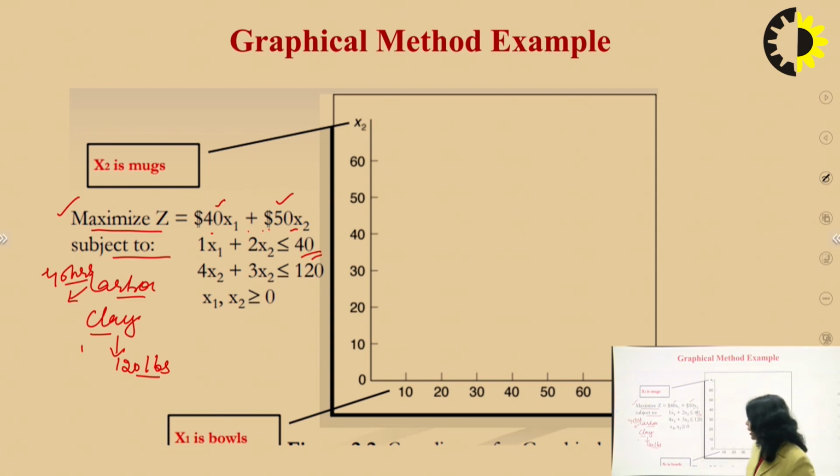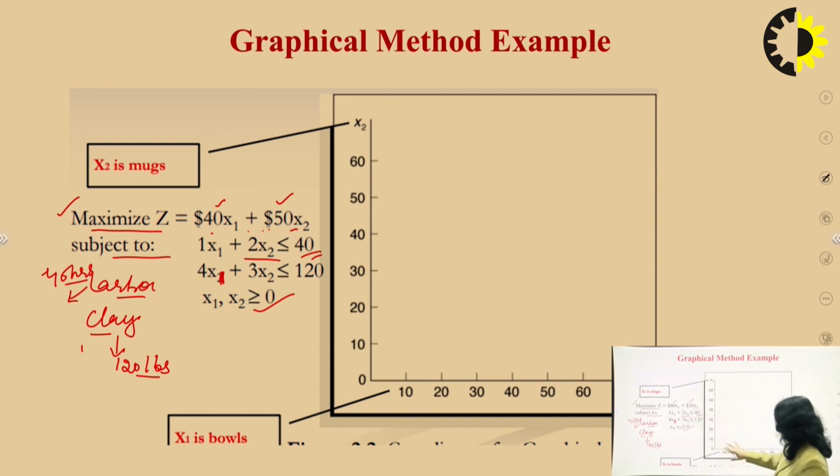lbs. Using this and the other data which was given, we had written the constraints x1 plus 2x2 less than or equal to 40, and 4x1 plus 3x2 less than or equal to 120. These were the two constraints, and x1, x2 greater than or equal to 0. So these were the non-negativity constraints. So this is our problem. Now we are finding a solution with the help of the graphical method.